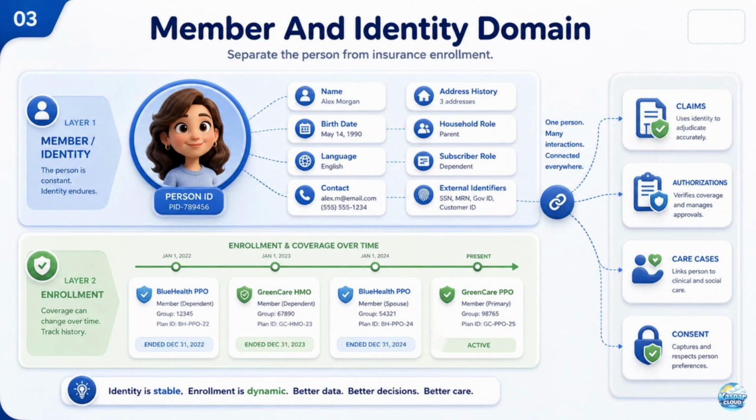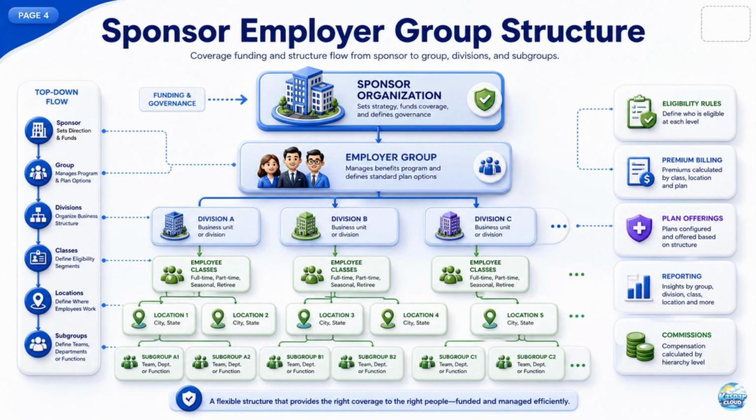The member table should connect to member address, member contact, household member, external identifiers, consent records, claims, authorizations, and care management cases. The second major domain is sponsor, employer, and group data. In commercial insurance, coverage is often purchased by an employer or organization. In government programs, the sponsor may be a state agency, federal program, or exchange.